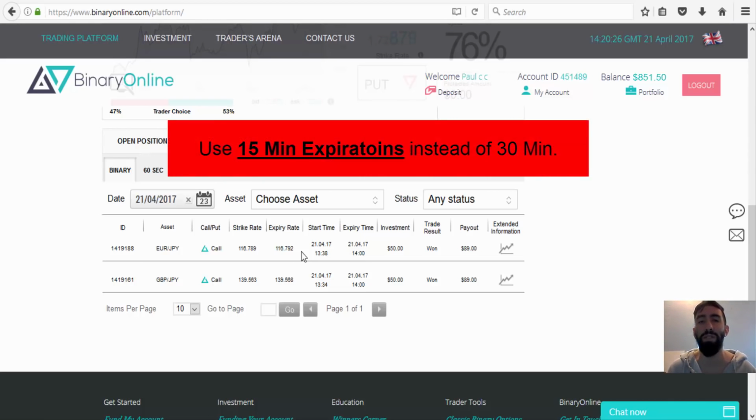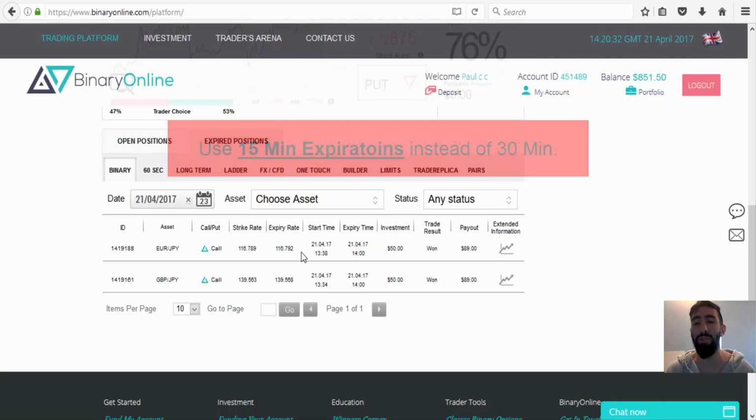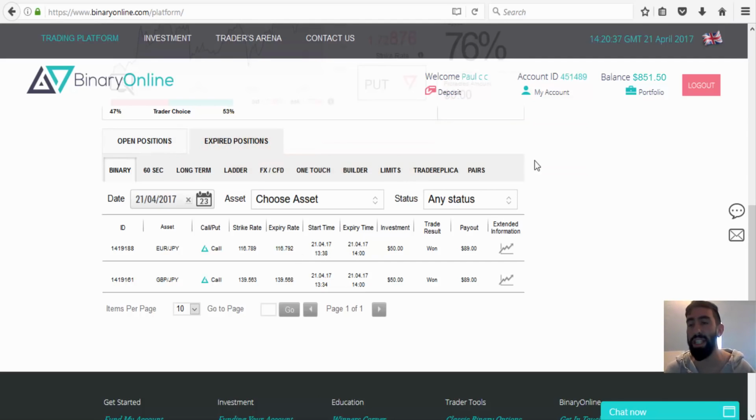This is the first time that I've used this strategy in connection with Epix Trader, but I'm still pleased with the results. It gave us a nice increase in our profits. We are now sitting at just over $850. So you can't really complain about that, but try out the 15-minute and 30-minute expirations. See which ones are more profitable for you.